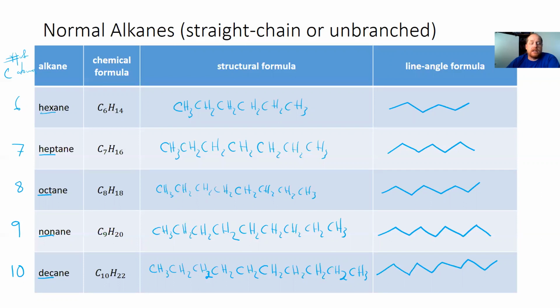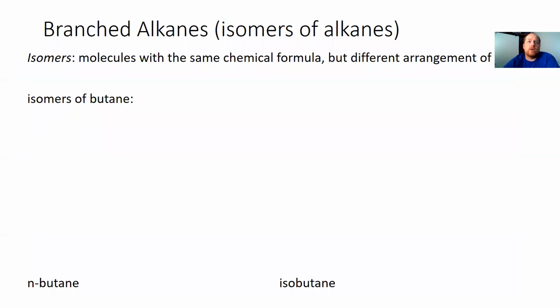And what we're going to do is use those roots as we start to look at what are called substituents, or where a chain may branch off so that it's not all the carbons bonded in a row. And so that's our next step, to introduce what are called branched alkanes, okay? So branched alkanes are what are considered isomers of alkanes. Isomers are just molecules with the same chemical formula, but different arrangement of atoms, okay?